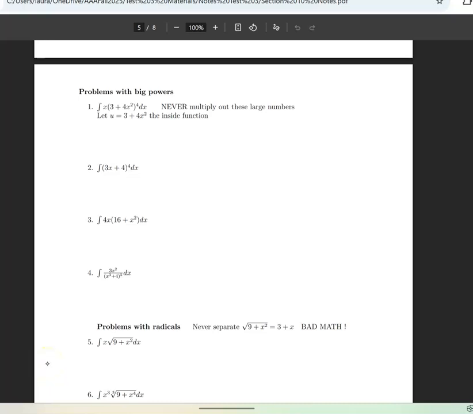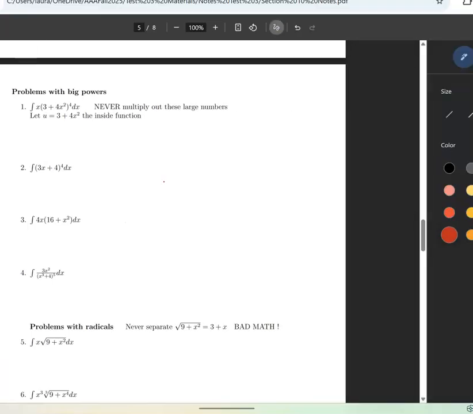All right, here we go. So we're going to let u equal the inside function. So here it is. Let's take a derivative of that. du over dx is 8x. And let's solve for du. So du is 8x dx.